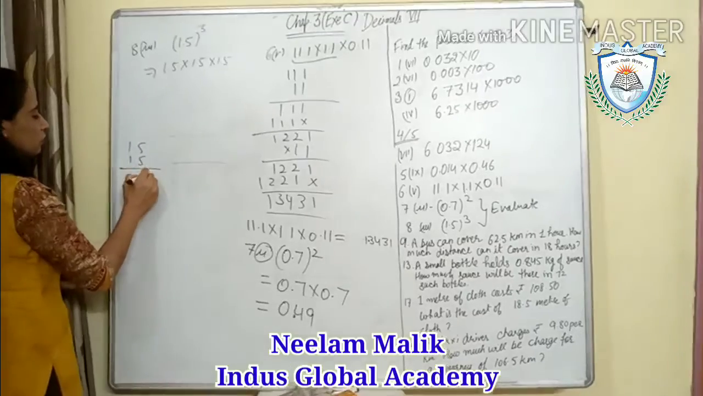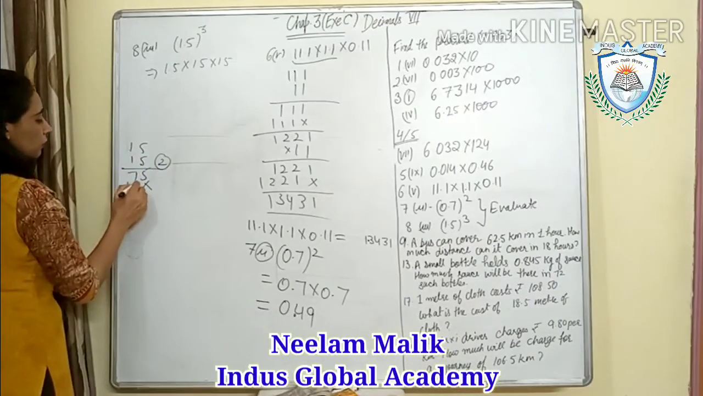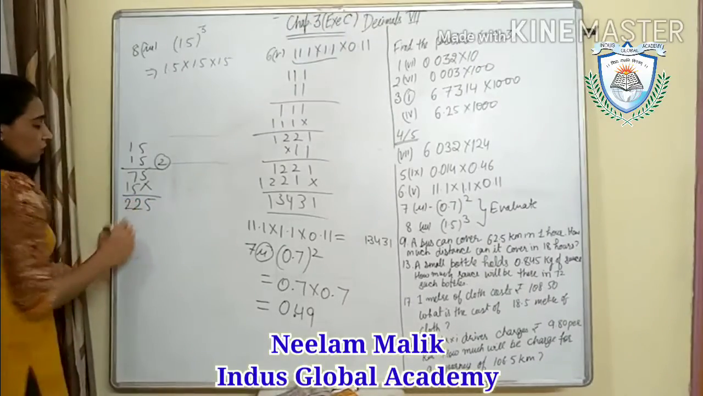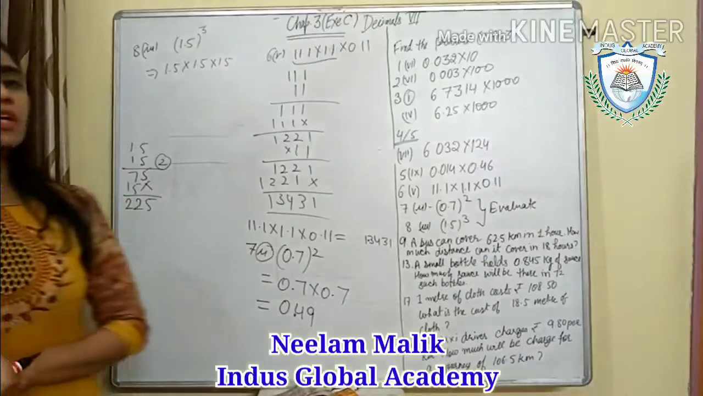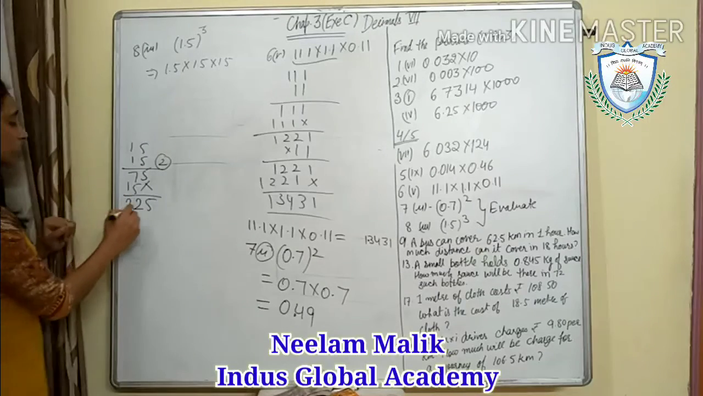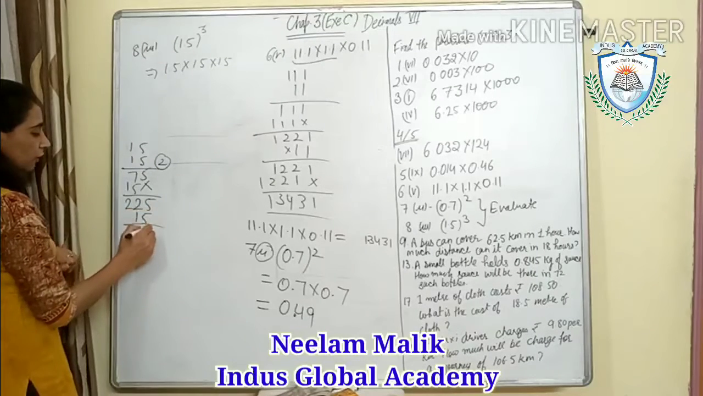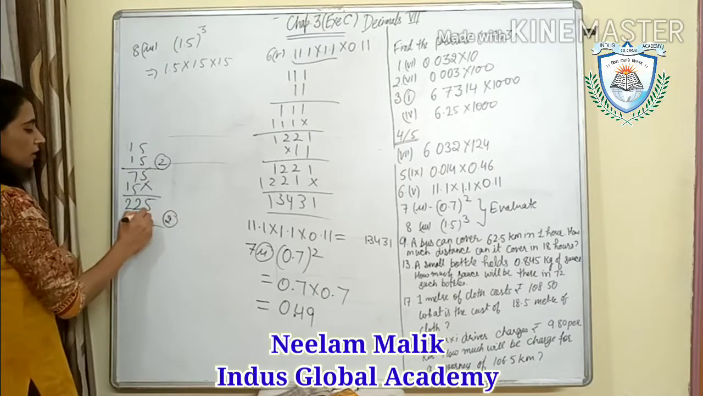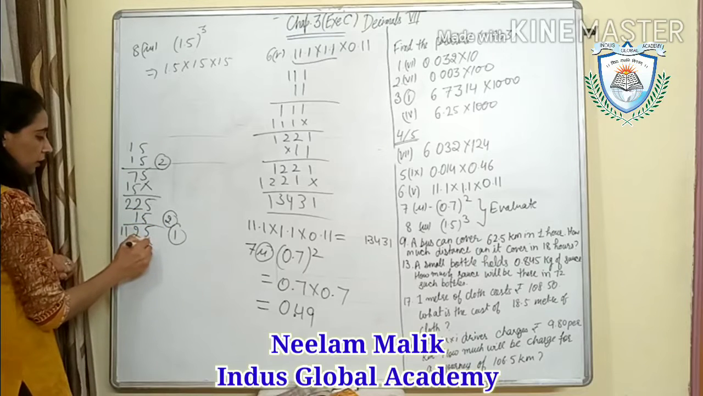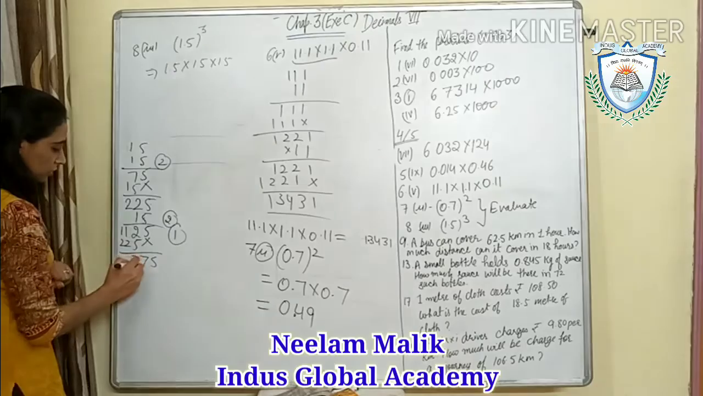So 5 5s are 25, 2, 5 and 2, 7. Here will be 15, 5. There is 2 and there is 2. Means the square of 15 is 225. Okay. After that, we have to multiply again with 1.5. So with 15. 5 5s are 25, 2, 10, 12, 1. 5 2s are 10, 1, 11. Here will be 5, 2, 2, 5, 7, 3 and 3.